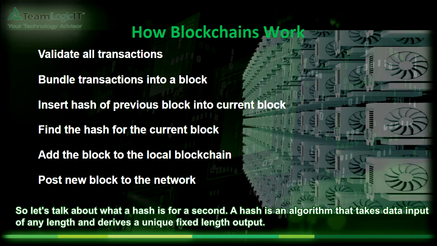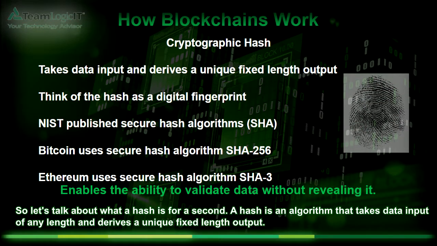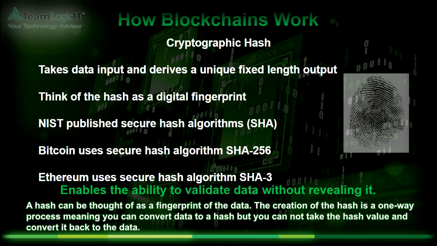So let's talk about what a hash is for a second. A hash is an algorithm that takes data input of any length and derives a unique fixed-length output. A hash can be thought of as a fingerprint of the data. The creation of the hash is a one-way process, meaning you can convert data to a hash, but you cannot take the hash value and convert it back to the data.